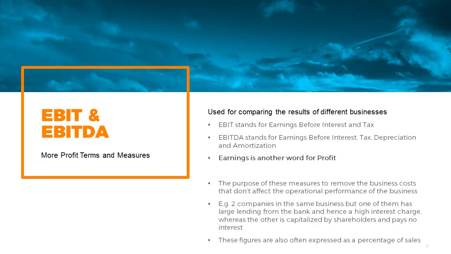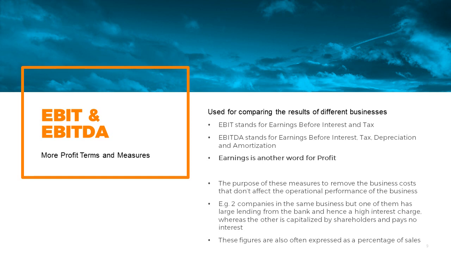There are a couple of terms that you may come across, particularly when talking to experienced investors: EBIT and EBITDA. EBIT stands for earnings before interest and tax. EBITDA stands for earnings before interest, tax, depreciation and amortization. Earnings is just another word for profit. They are used for comparing the results of different businesses.